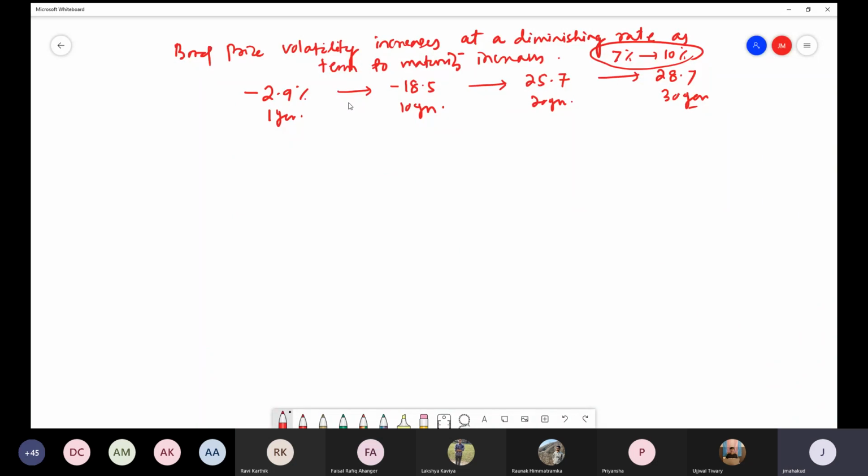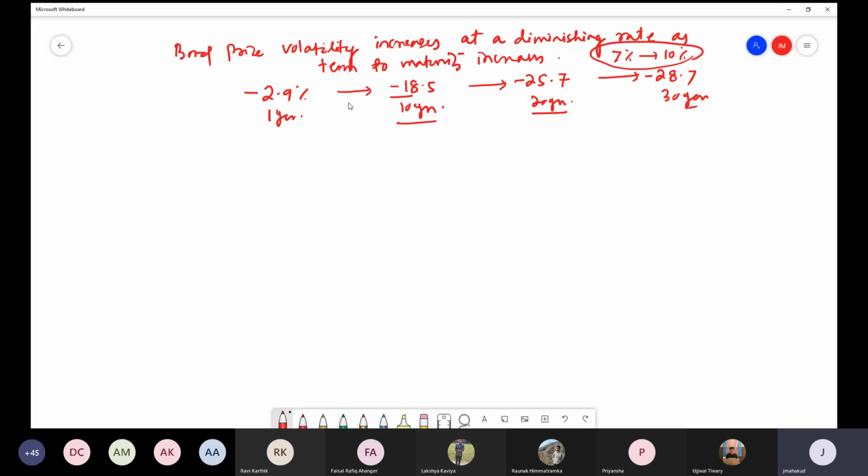From 1 year to 10 year, the price change is from minus 2.9 to minus 18.5. But from 10 year to 20 year, it is minus 18.5 to minus 25.7. And from 20 years to 30 years, it is from minus 25.7 to minus 28.7. So that's another observation we can see, that the bond price volatility increases at a diminishing rate as term to maturity increases. Okay, so this is one conclusion we can draw.